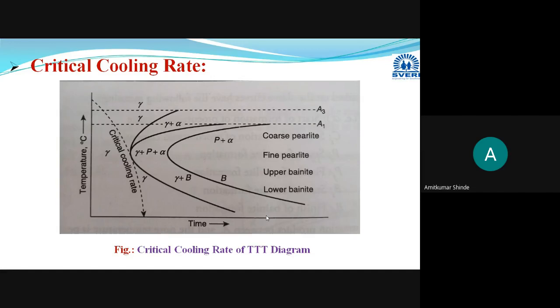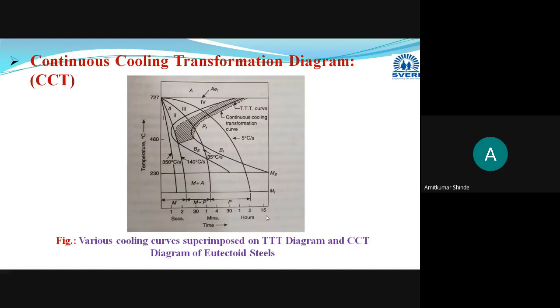After studying this critical cooling rate, the next is the CCT diagram, the continuous cooling transformation diagram. Now, what is the meaning of continuous cooling transformation diagram? It is when the steel is cooled continuously from a higher temperature to a lower temperature.